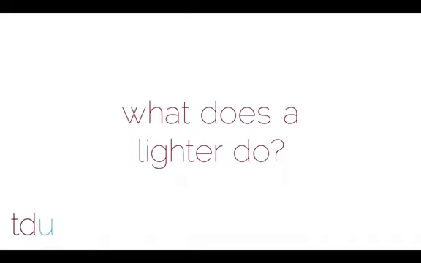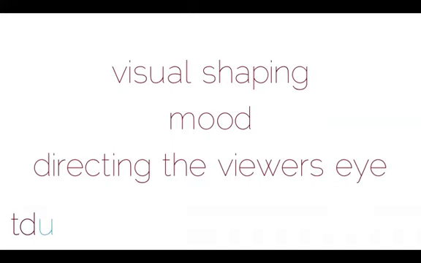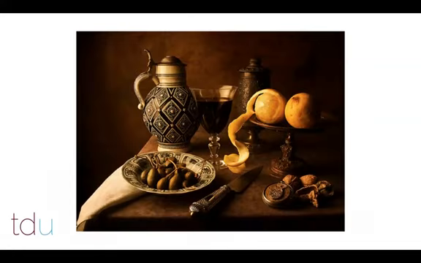And there are some things that a lighter needs to accomplish in order to do their job well that may not necessarily be known. The three things that a lighter needs to do in order to create a successful image are: they need to create good visual shaping, they need to create accurate mood, and they need to direct the viewer's eye around the image to the central focal point of the story. So, visual shaping. Visual shaping is basically creating good value differences as you go across an image.